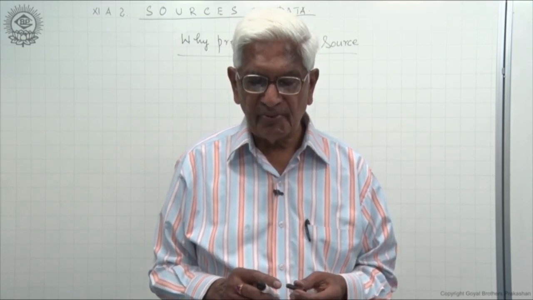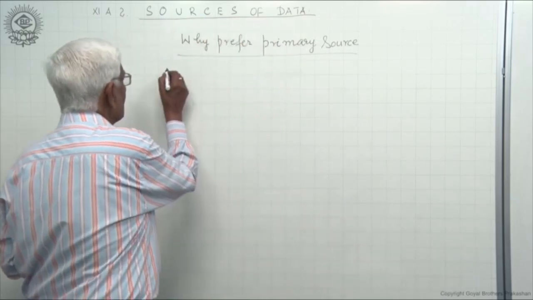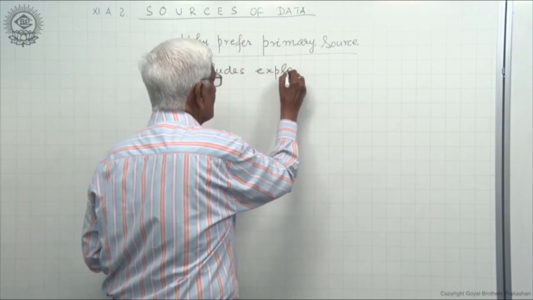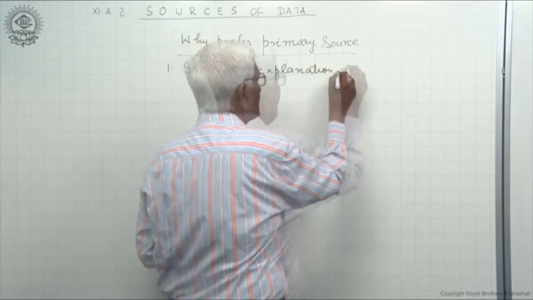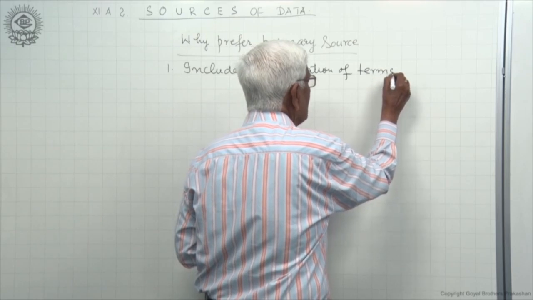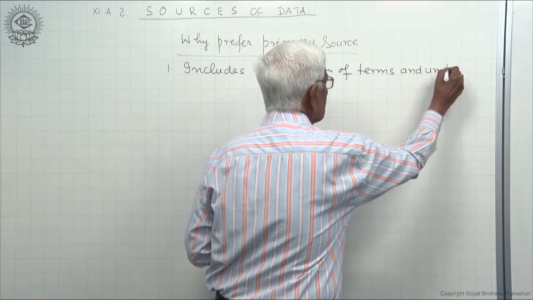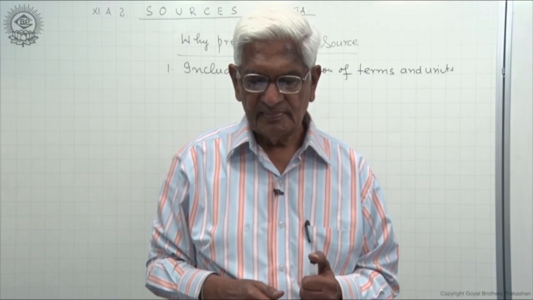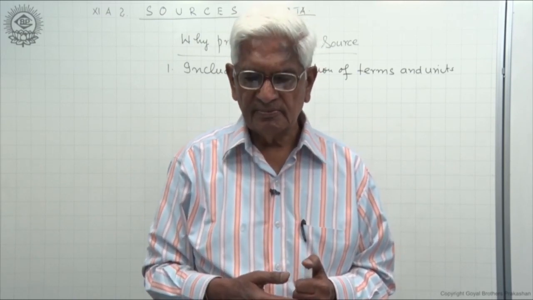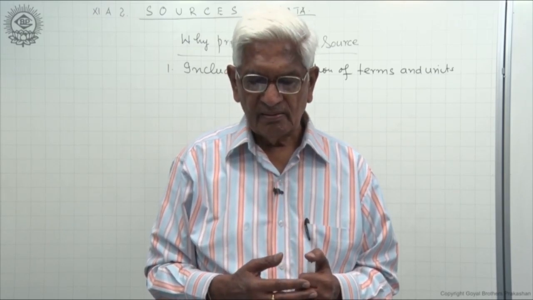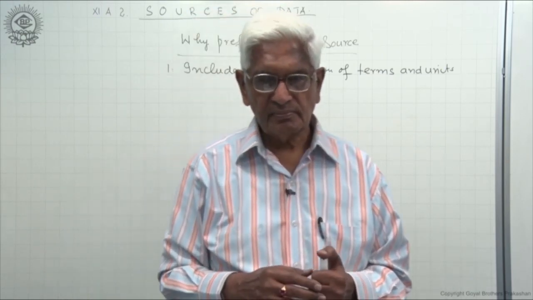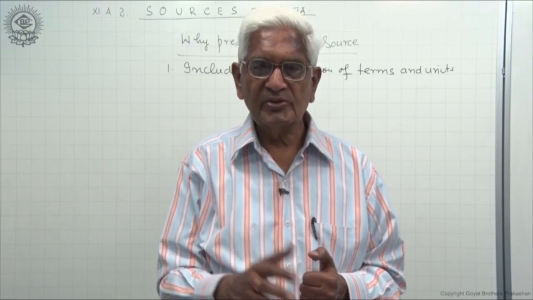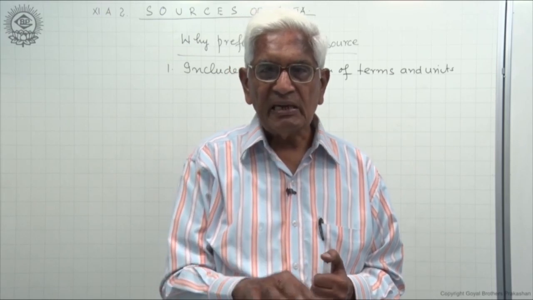So one reason why we should prefer primary data is that it includes explanation of terms and units engaged in collection of data. There are various examples, I just gave you one. CSO publishing data about national income explains either in appendix or somewhere the meaning of the various terms involved.